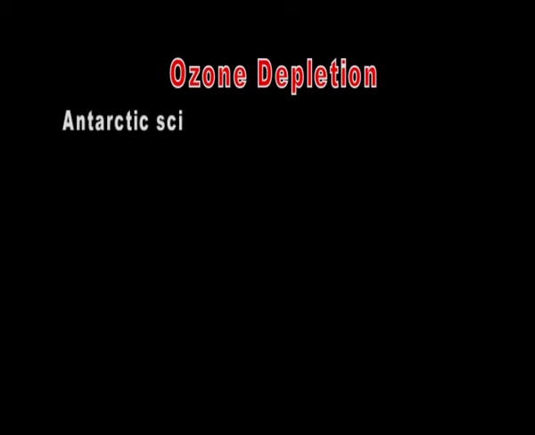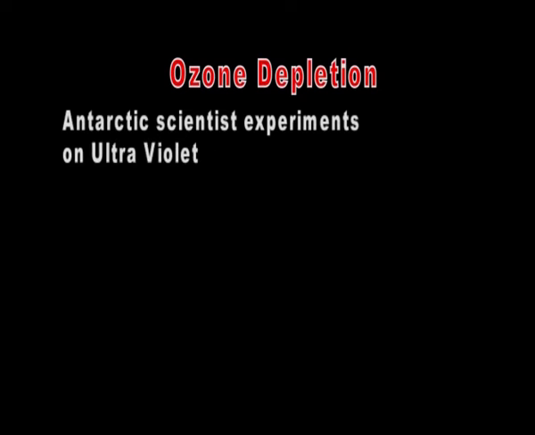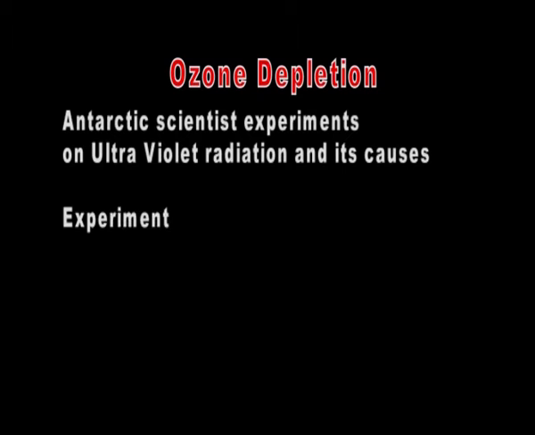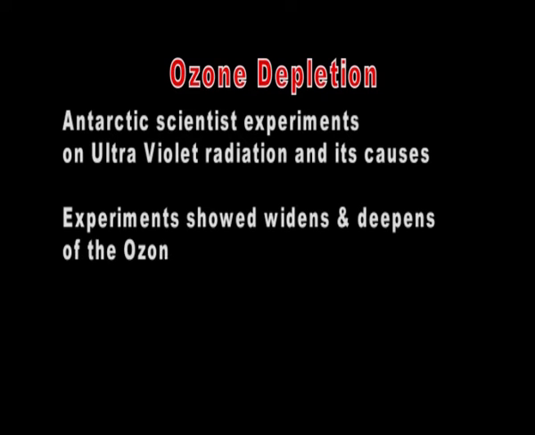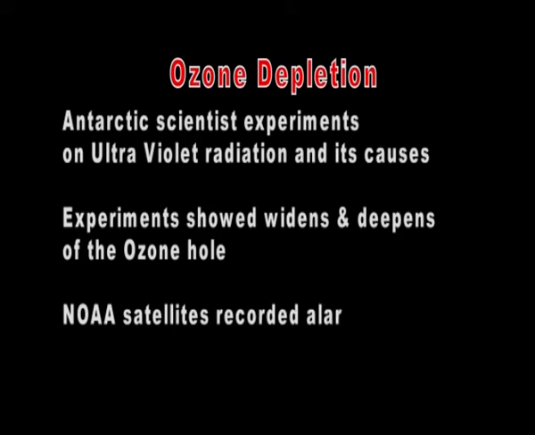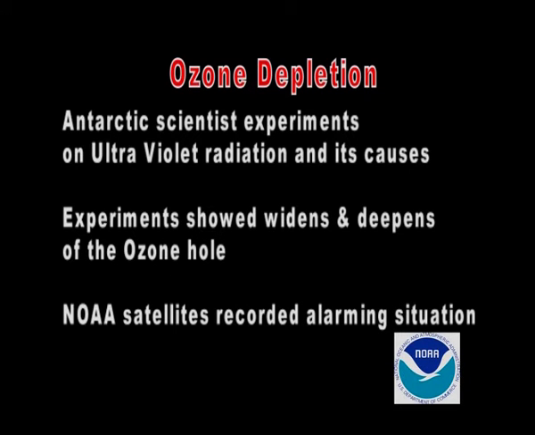Antarctic researchers have recorded steady losses in the ozone layer since 1970, along with a huge temporary decrease every October. Each year, the ozone hole widens and deepens. In addition to ground-based measurement, NOAA satellites also record this alarming situation.